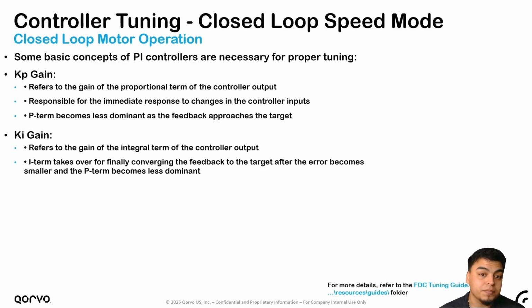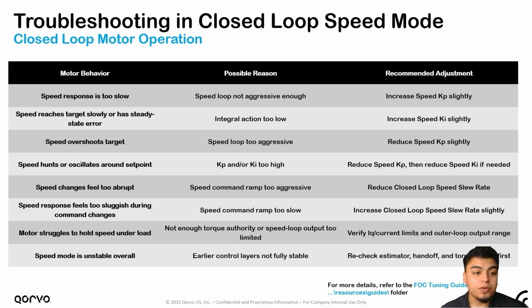Here is a troubleshooting table giving you different scenarios on motor behaviors and possible reasons, as well as the recommended adjustment. The best practice is to tune with JScope running. You can try plotting the speed reference and the speed feedback along with the IQ reference and the IQ feedback. That way you can see both the speed response and the torque current the loop is demanding in real time.